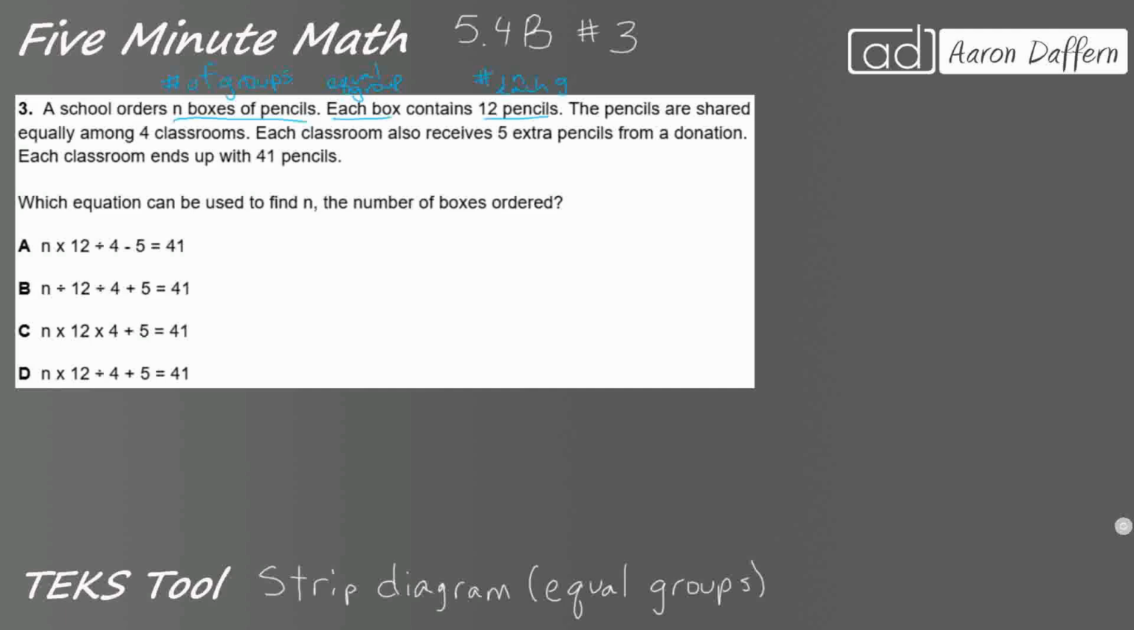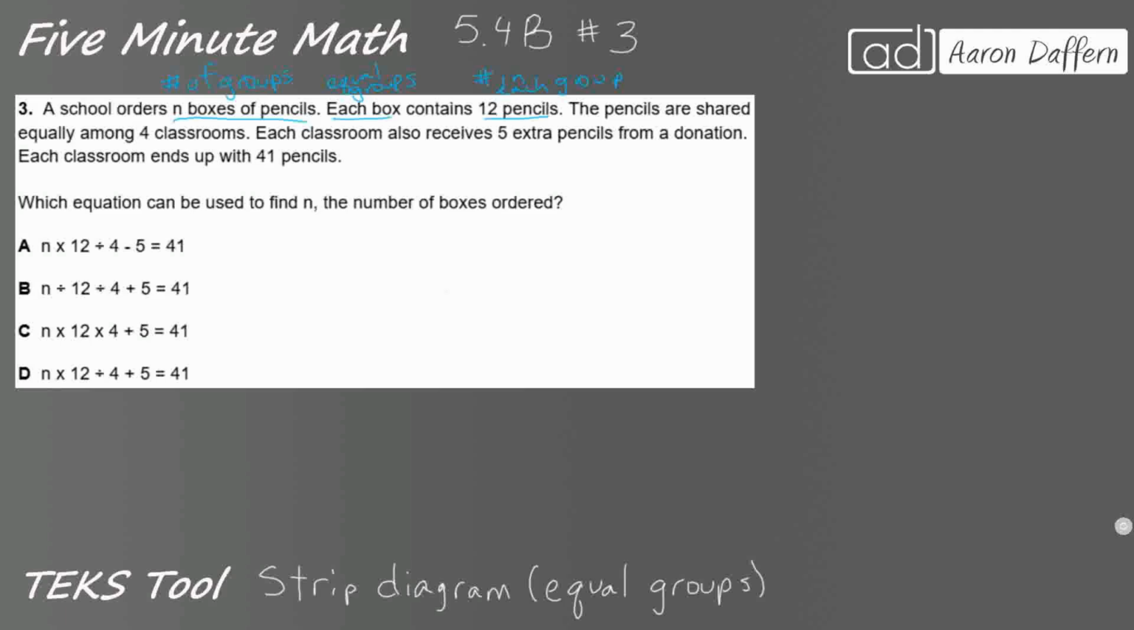All right, so in a simple problem, they'd give us the total, and we'd have to figure out how many boxes there are. But more happens. The pencils are going to be shared equally among 4 classrooms, and then they give 5 extra pencils to each classroom. So a lot of things are happening here. So let's start with what we know. All right. So we know that there are n boxes.